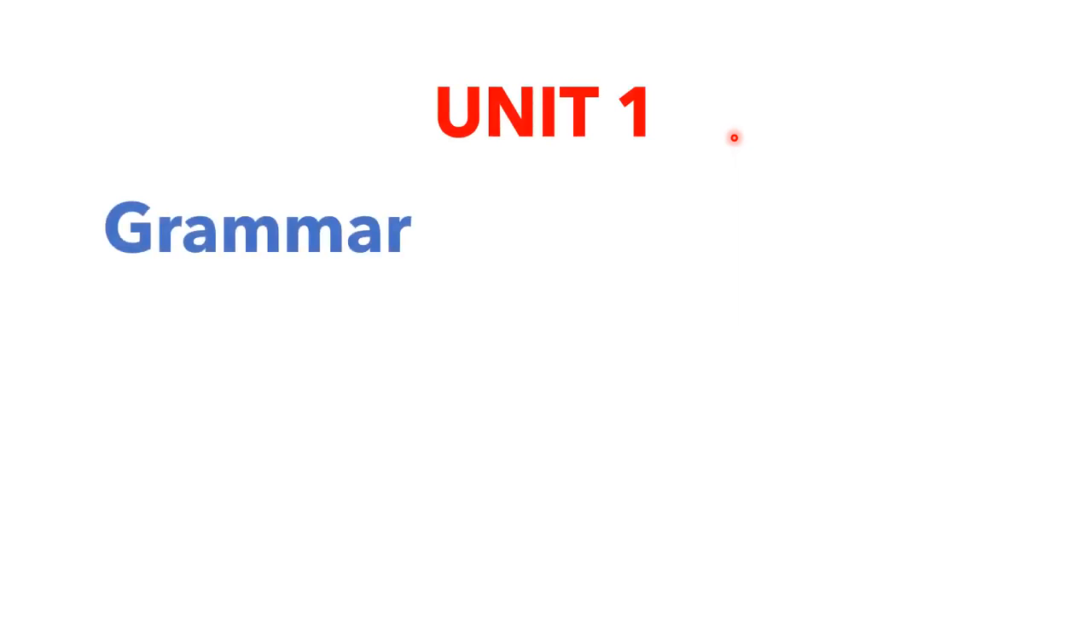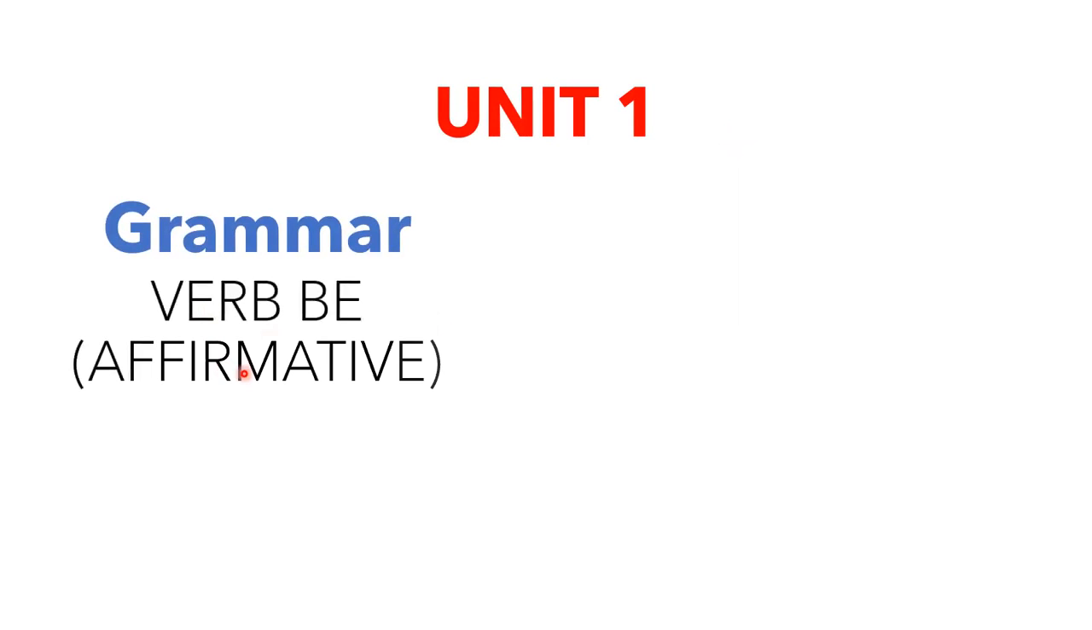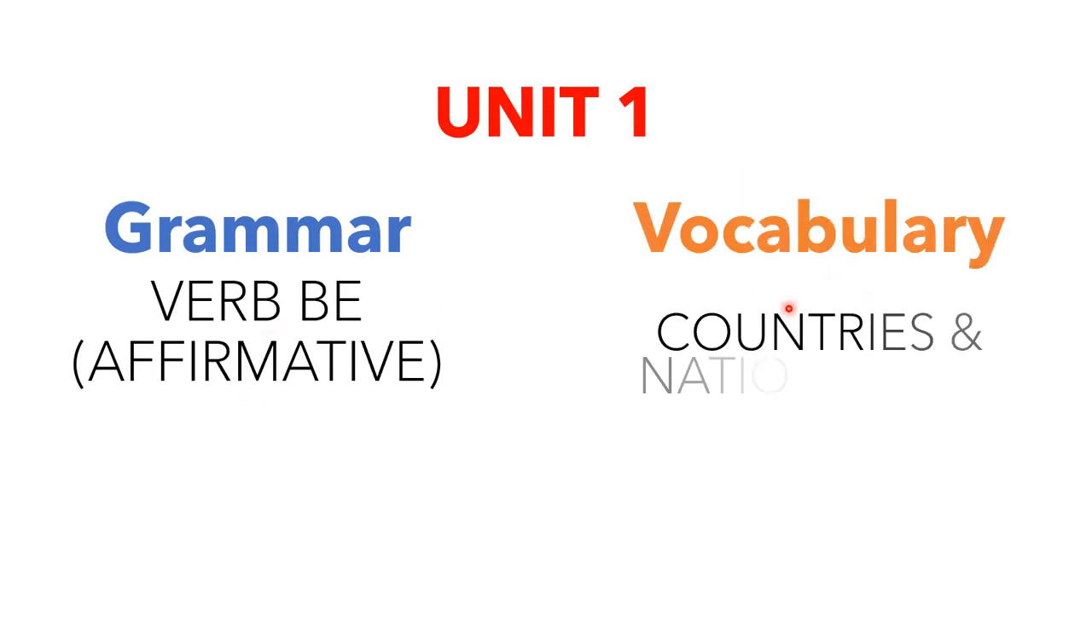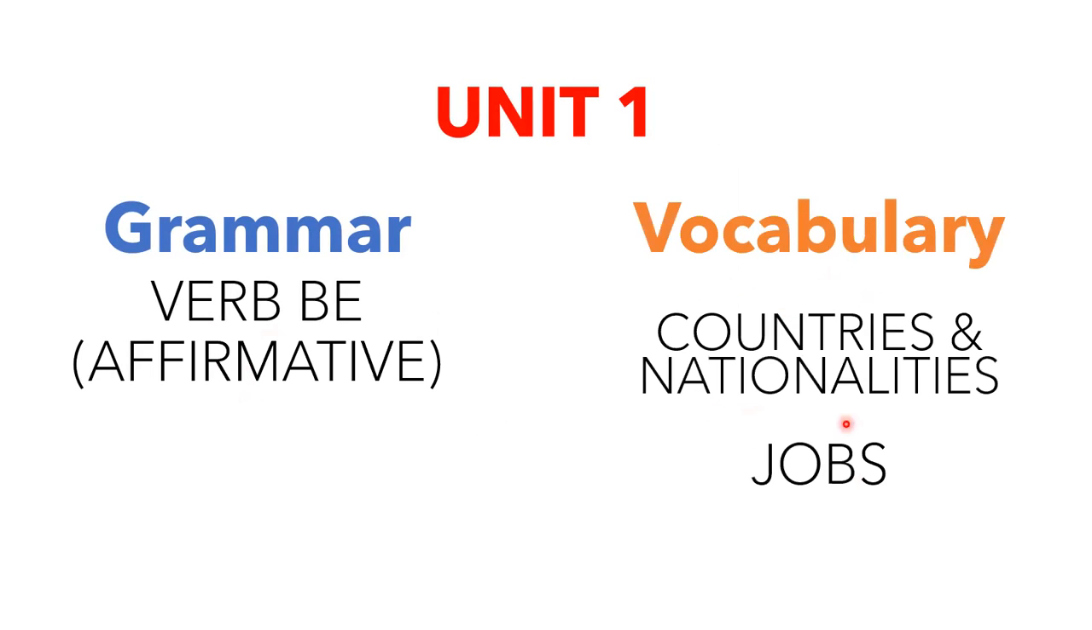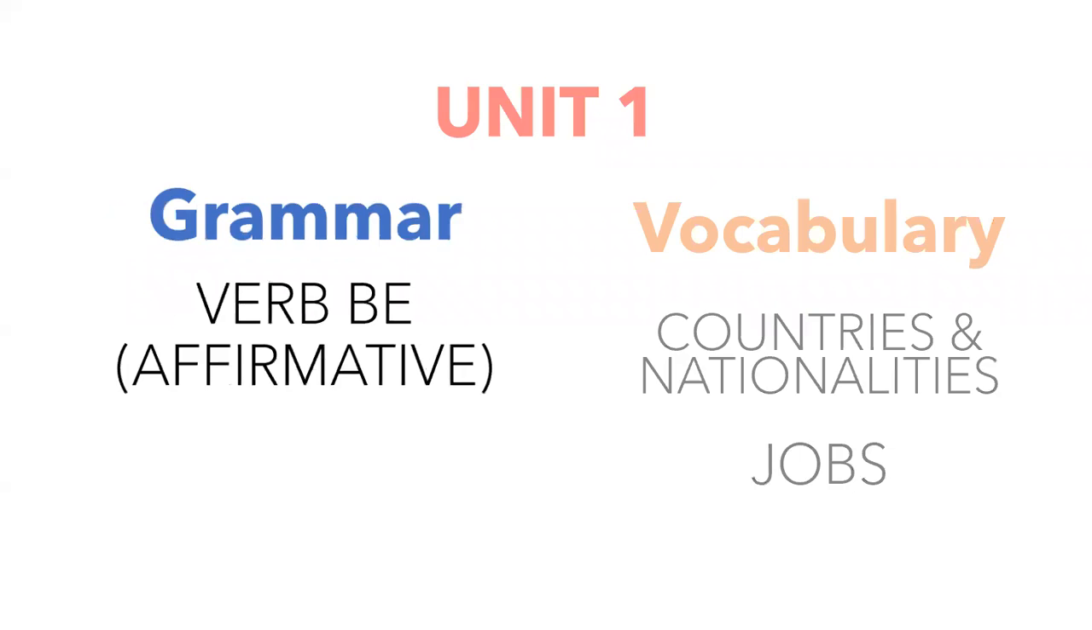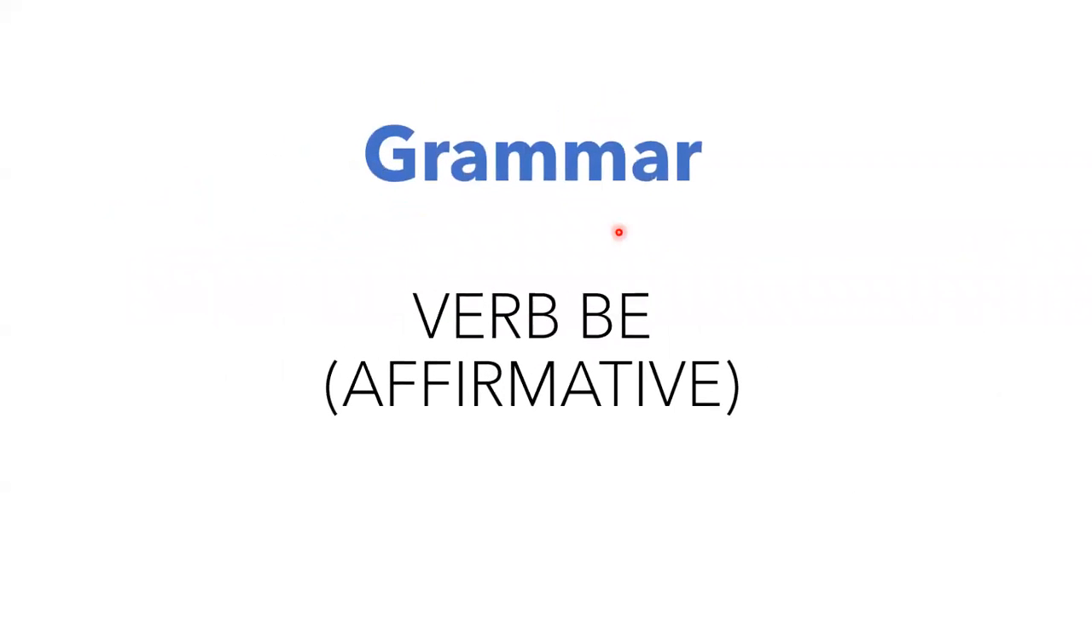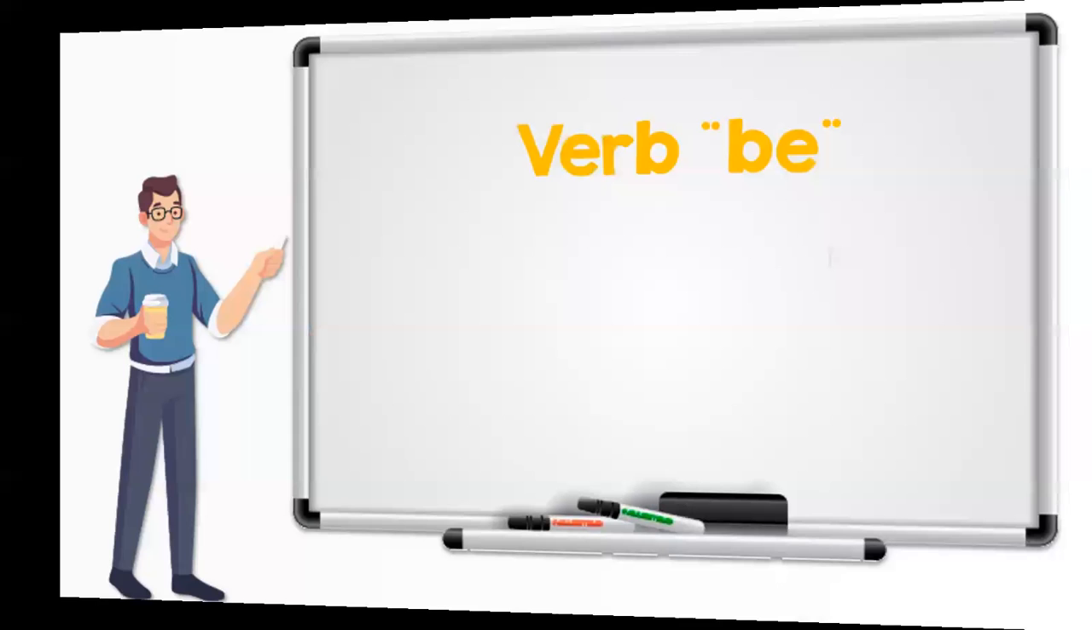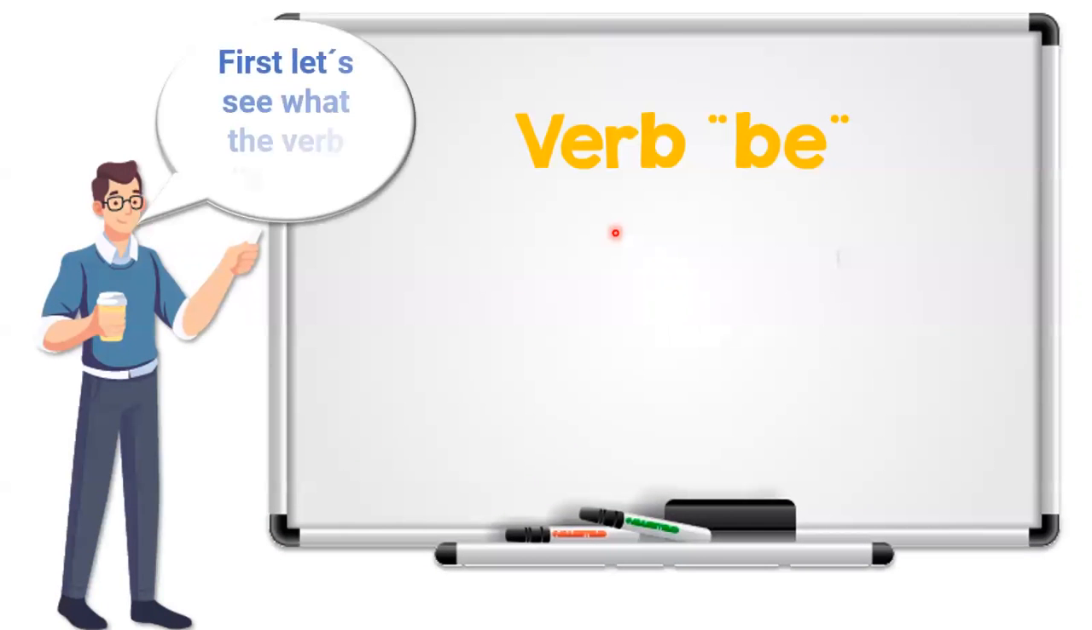In the unit 1, we saw the grammar topics of verb be in affirmative and the vocabulary topics of countries and nationalities and jobs. So let's begin with the first grammar topic. Here, first, let's see what the verb be is.